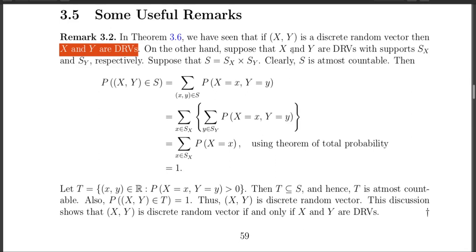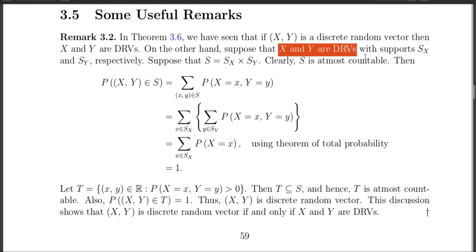Why yes? Suppose X and Y are discrete random variables. So they have some supports Sx and Sy, and both are at most countable. Now if I take the Cartesian product of Sx and Sy, which is S, it is also at most countable, because we have already pointed out that the Cartesian product of at most countable sets is countable. Now you can check easily that the probability that XY belongs to S is equal to 1.